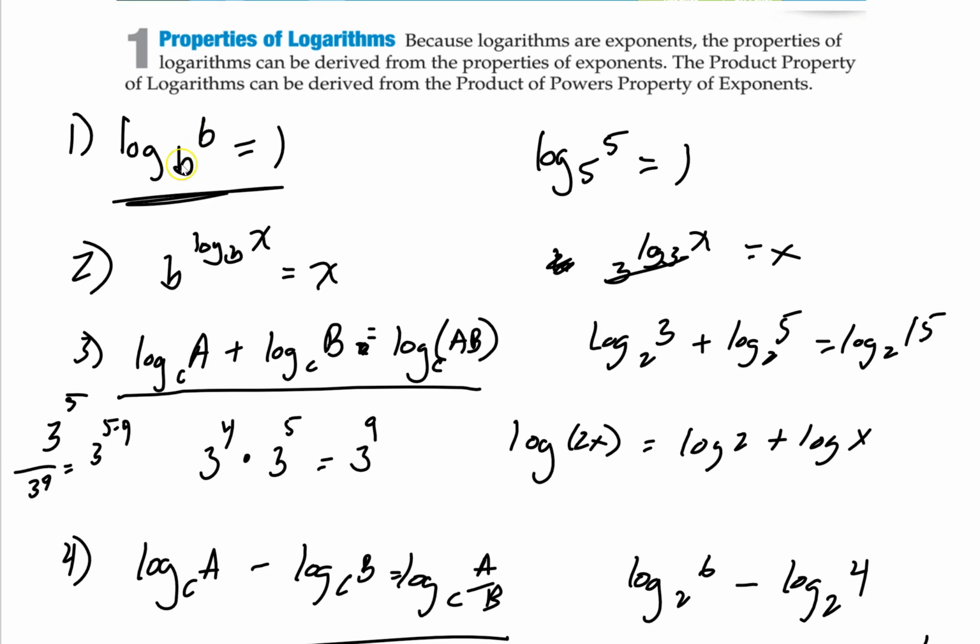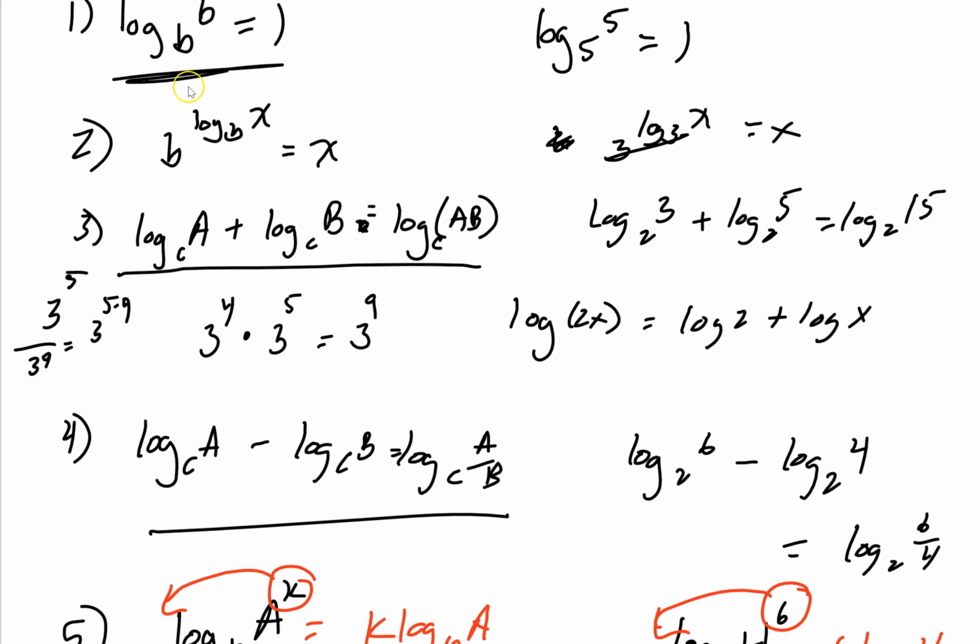First rule is, anytime they match, it's 1. They just cancel out, right? Because 5 to what power is 5? Always 1. If they match, it's 1. Second rule is the one we used a lot last lesson. If you have a number to a log with the same base, those cancel out. You just get the value.